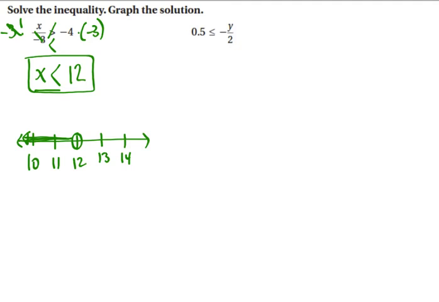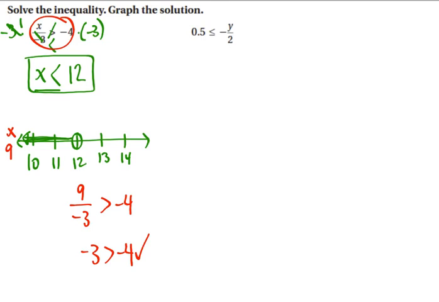So let's try something that'll be easy to divide by 3. How about we do 9? So 9 divided by negative 3 is greater than negative 4. That's just the original problem with 9 plugged in for x. So is negative 3 greater than negative 4? Well, that is true. So that solution is verified.